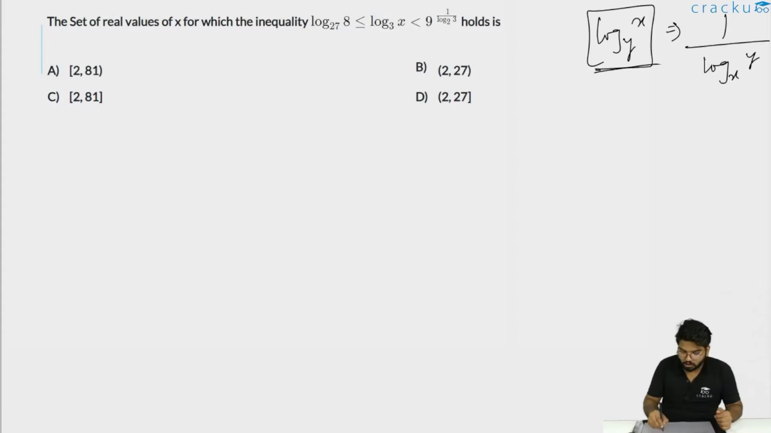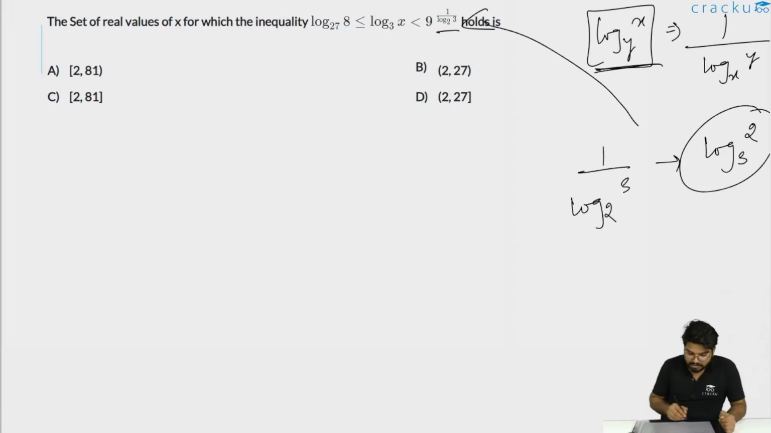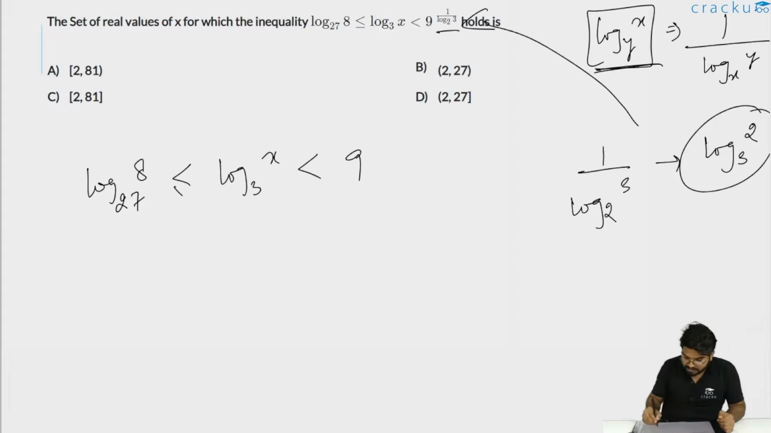So we have log x with base y. If we take it into the denominator, we will get log y with base x. We have this term 1 by log 3 with base 2. We can do it in reverse also. If we take it to the numerator, we will get log 2 with base 3. Putting this into the equation, we will get log 8 with base 27 should be less than or equal to log x with base 3 should be less than 9 raised to log 3 with base 2.